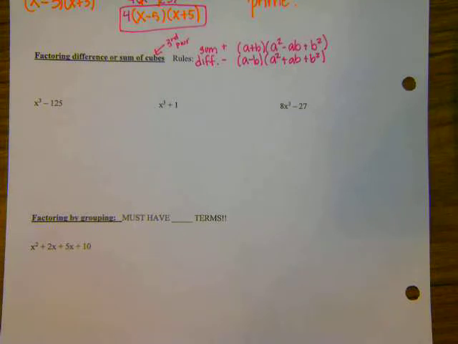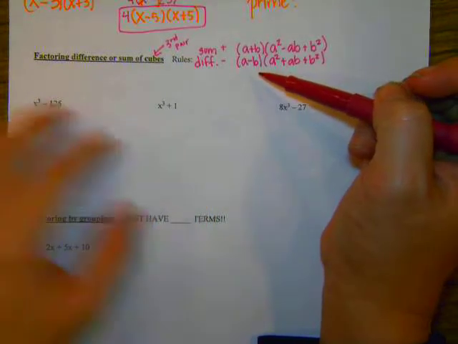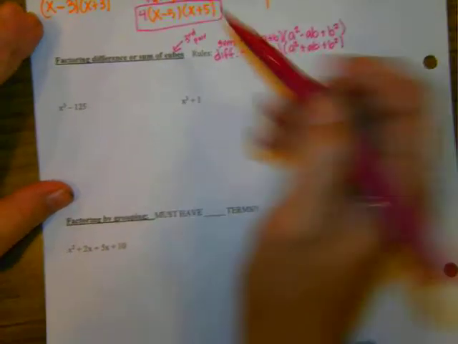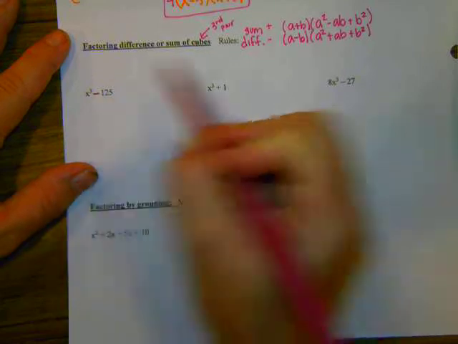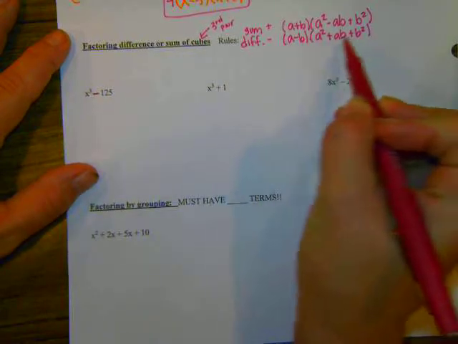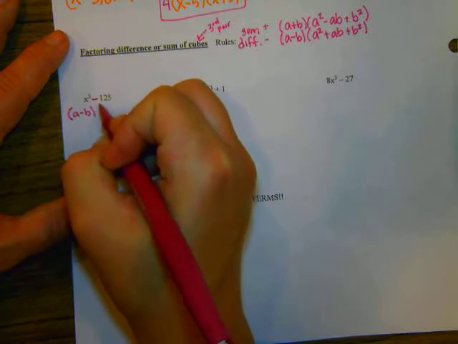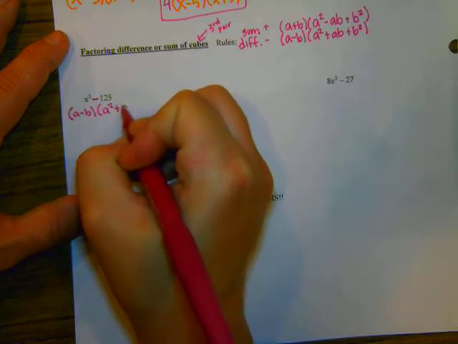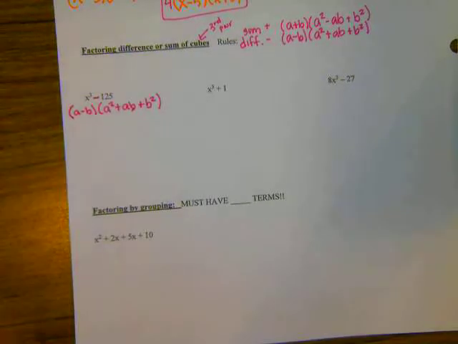Now, with these rules, what is A and B? A and B are the cube root of the terms in the problem. So here's what I mean. First of all, let's look at this problem. This is a minus, so we're going to use this difference rule here, right? Just for note's sake, I'm going to put the rule underneath. You don't normally have to write the rule. You could just write your answer. But just for note's sake, I'm going to put the rule.